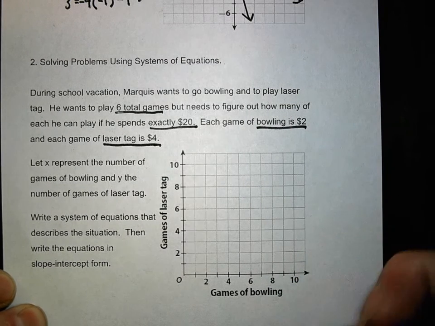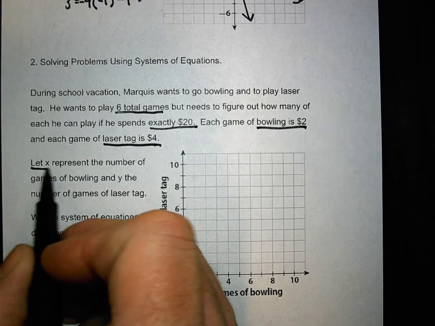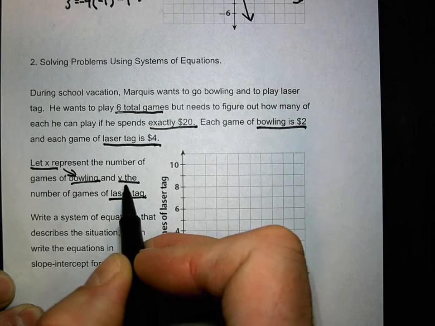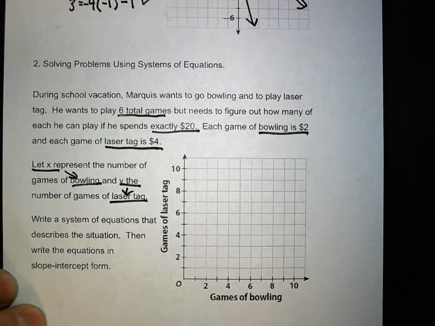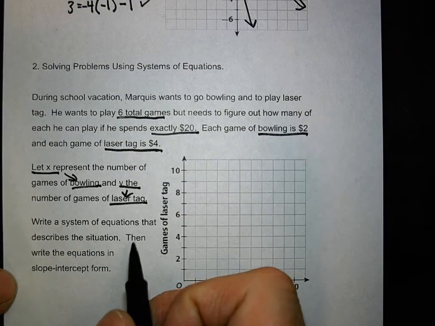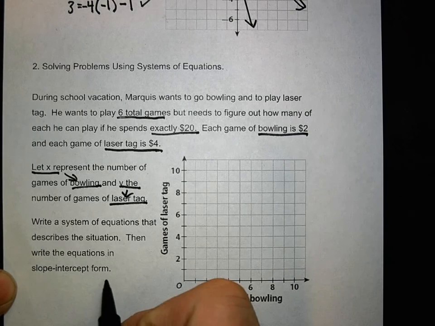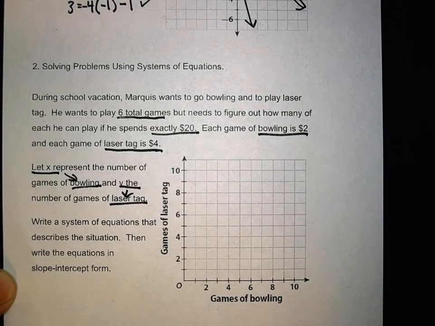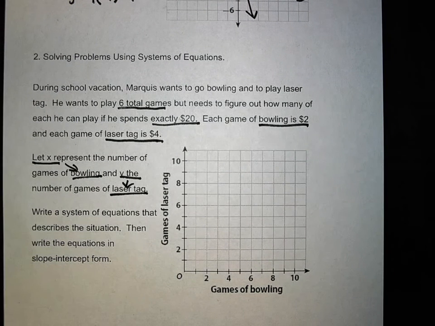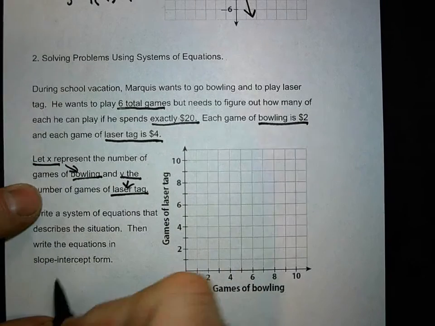So let x equal bowling, and y equal laser tag. Everyone got that? So we're going to write a system of equations that describes the situation, and then write the equations in slope-intercept form and graph them. How many total games do they want to play?